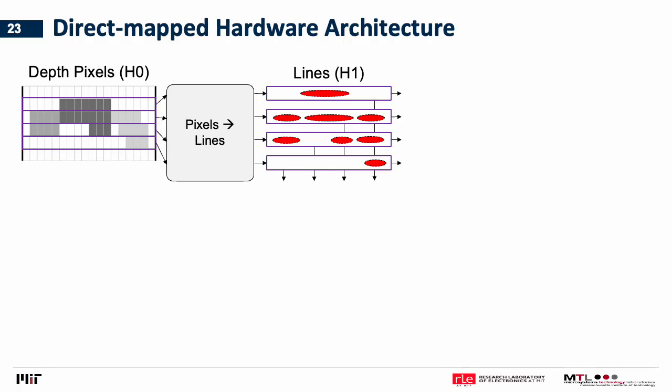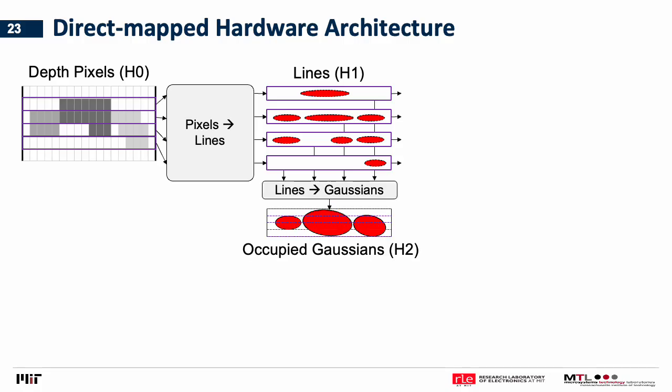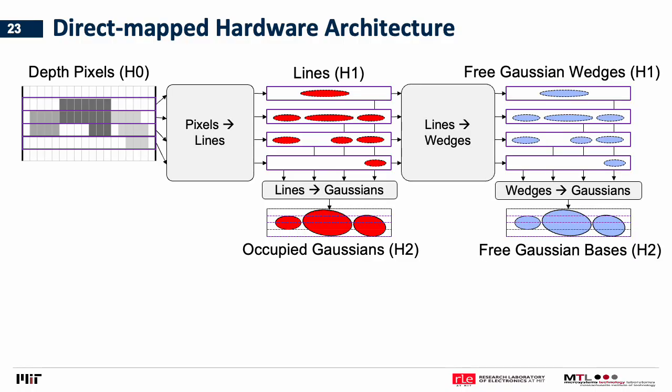If we were to directly map the original GMMap algorithm to specialized hardware, here's what the architecture looked like. Pixels become lines per row, and lines split into two parallel paths. One path fuses lines into occupied Gaussians. The other path generates free Gaussian wedges and then fuses them into free Gaussian bases.